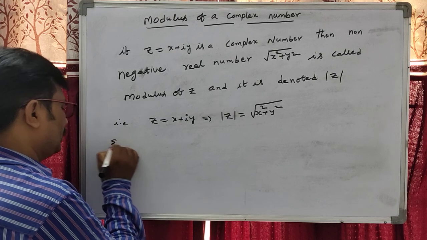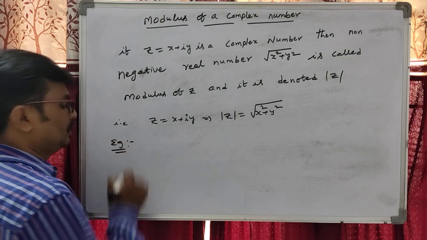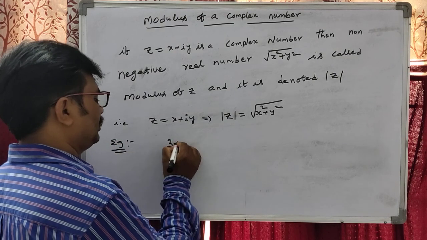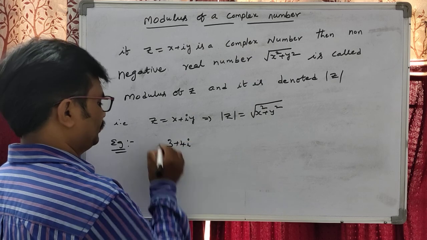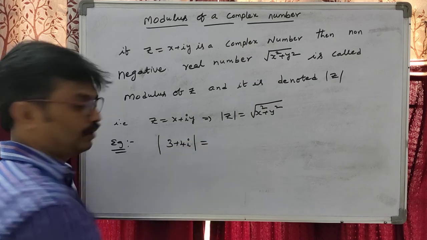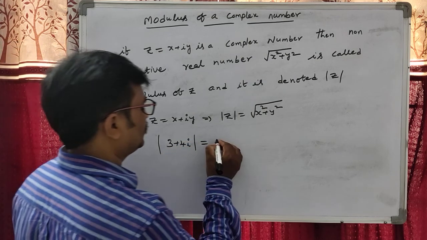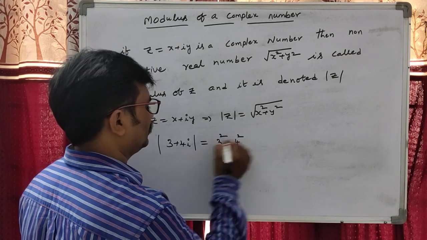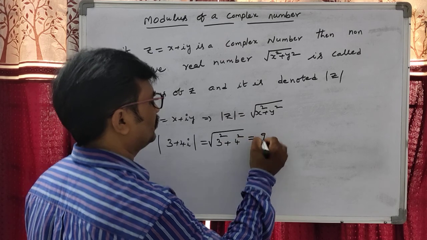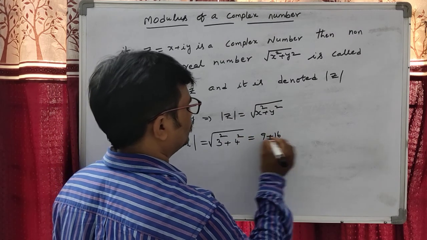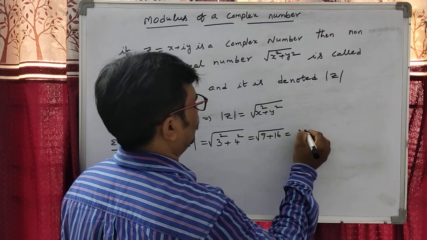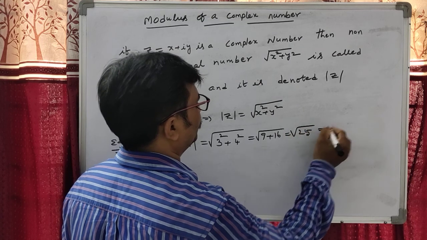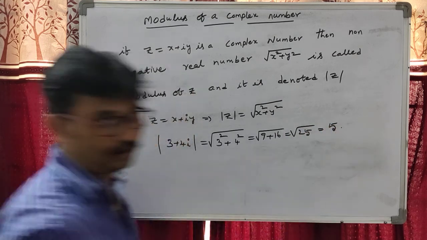Now, students, suppose we take an example, 3 plus 4i. The modulus of 3 plus 4i is root of 3 square plus 4 square, which is root of 9 plus 16, which is root of 25. This is 5.